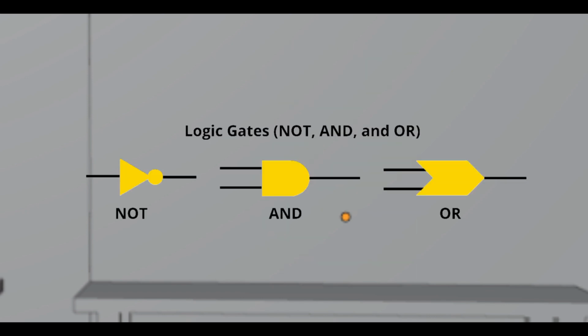These three logic gates work together inside the computer to perform more complex operations. By combining them, the computer can perform intricate calculations, from running programs to making decisions in everyday applications.